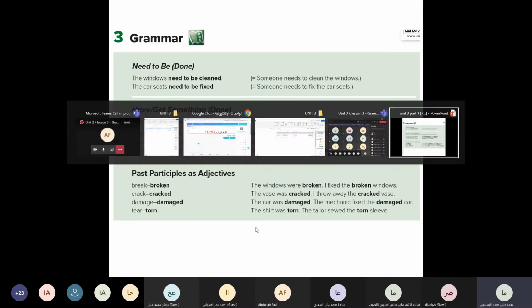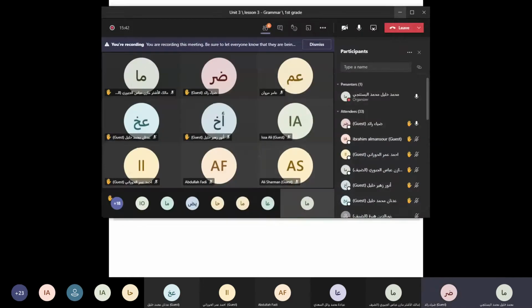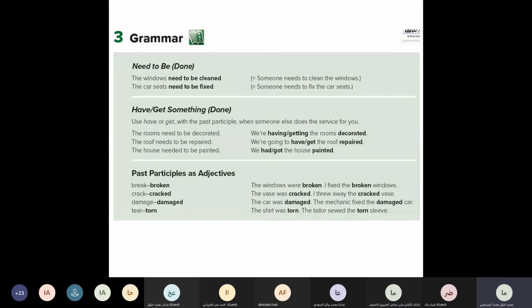What about the next? Who can read the next example? Yes, Ibrahim Mansour. The third example, please. The car was damaged. The mechanic fixed the damaged car. Good. So you realize here we have what? We have the verb 3, the past participle. It is used as an adjective.